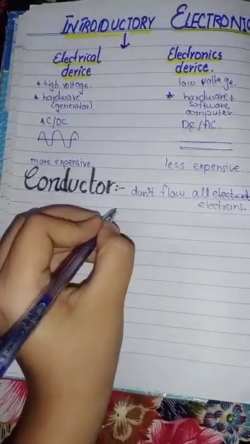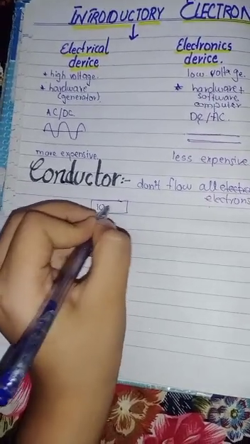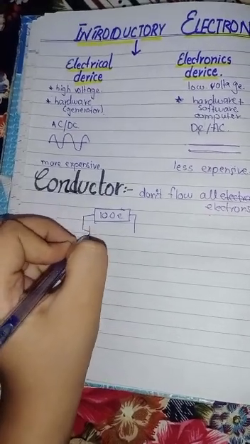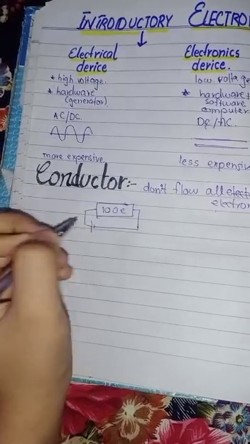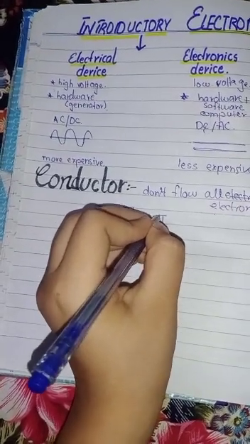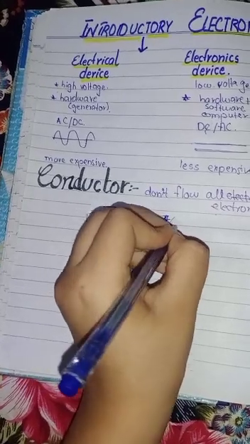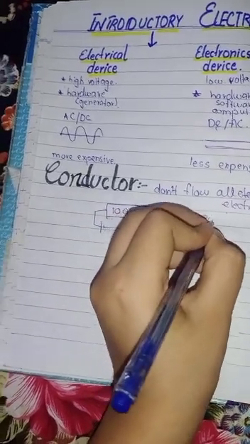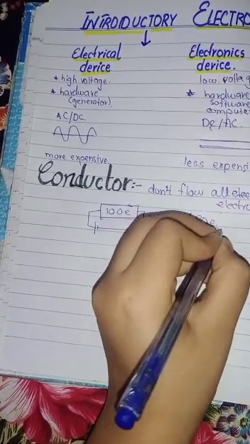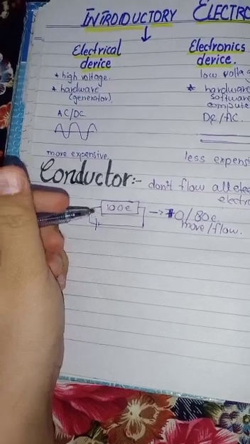So let me tell you one example. Here we have 100 electrons, okay, and this is connected with a voltage source or battery, you can say. So now from here only 70 to 80 electrons move or flow, but not all electrons flow.